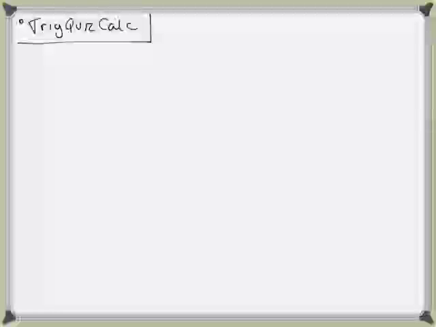On the trig quiz for the calculator, this is where we use our law of sines and law of cosines to solve for sides of triangles. The law of sines and law of cosines will be printed on the exam, so you don't need to put those onto your note card. You can, but they're already going to be on the exam, so you don't really need to worry about those. Those two formulas are printed on the quiz as well, and they will be printed on the exam.